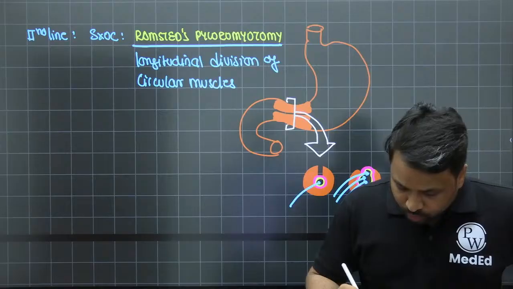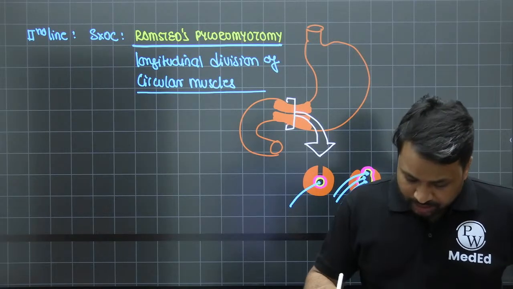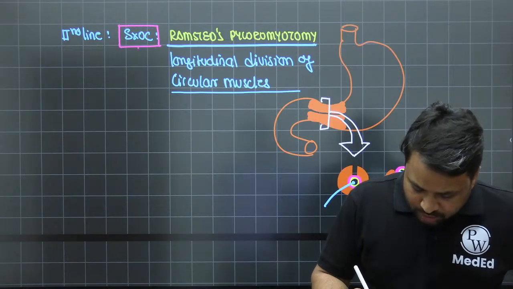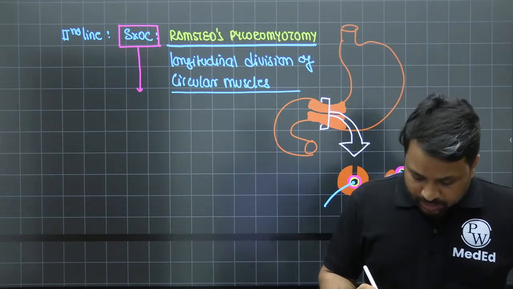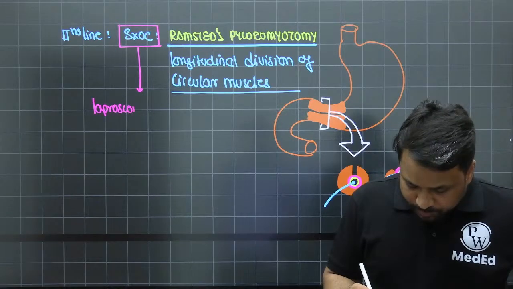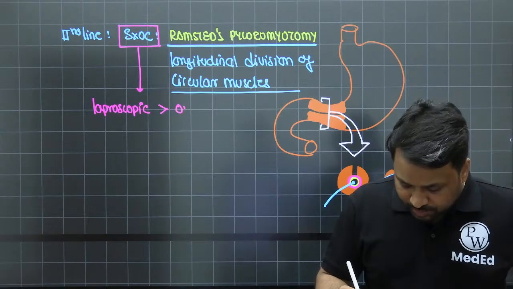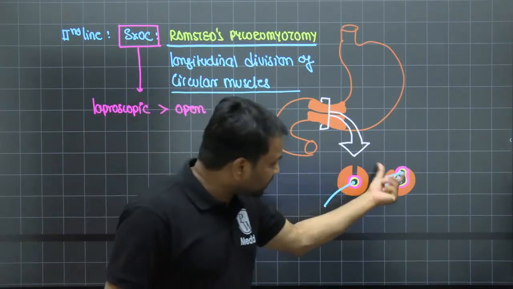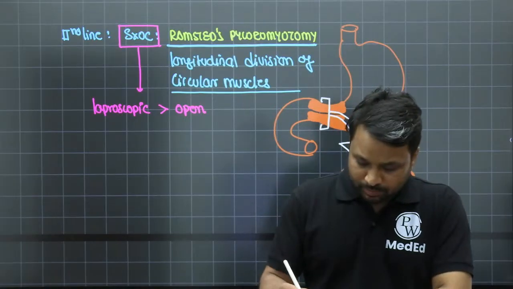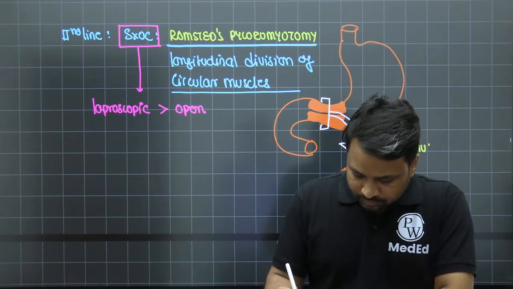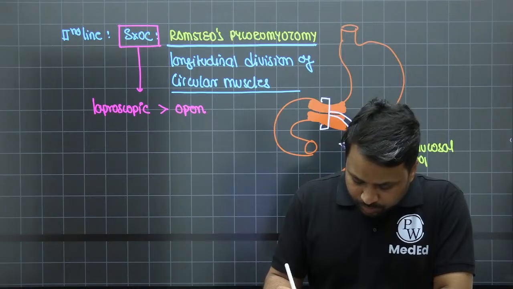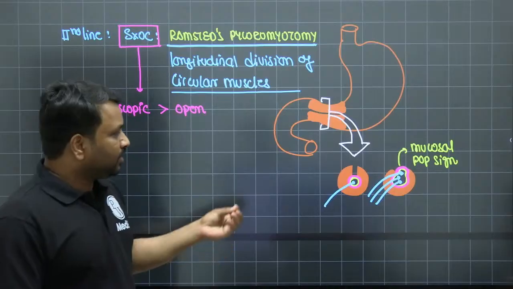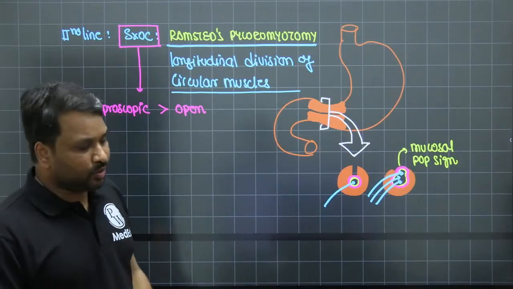Now, this can be done both with the open method as well as laparoscopy. In current trends, minimally invasive surgery is the norm. So when I say surgery of choice is Ramsted's pyloromyotomy, remember it is laparoscopic. Ramsted's pyloromyotomy is preferred over open pyloromyotomy. Now, the minute you do this, the mucosa is going to pop out. This is what we call the mucosal pop sign. So during the surgery, when the mucosa pops out, this is how you're going to see.